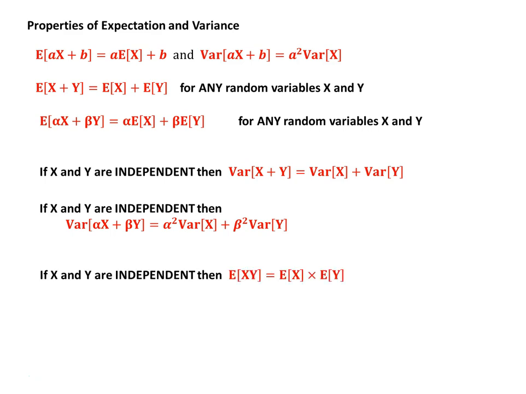And finally, if X and Y are independent random variables, then the expected value of X times Y is the same thing as the expected value of X times the expected value of Y.